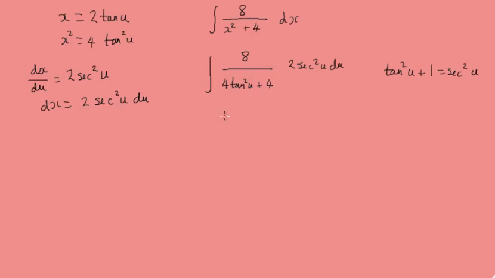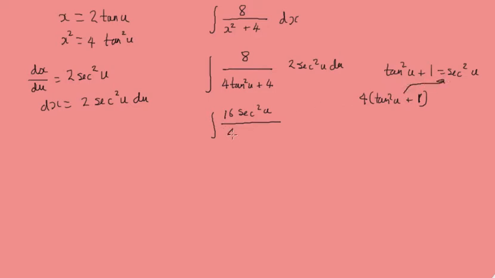So this is going to be, we'll take this here, this will give us 16 sec squared u over, and we take our 4 out here, so we'd have 4 (tan squared u plus 1) from this, so we can then substitute that in here.